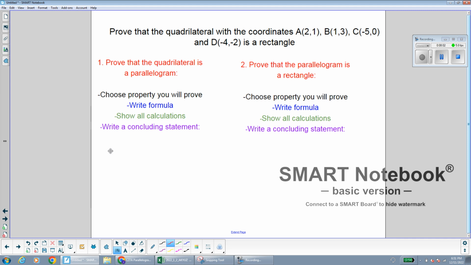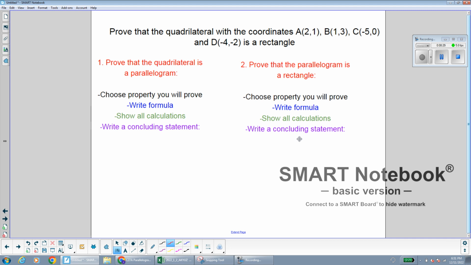Then, once you prove it's a parallelogram, you can do the same thing to prove it's a rectangle. You can either show that there is a right angle. That would be with slope formula, showing that you have opposite reciprocal slopes, perpendicular lines that make a right angle. Or you can show that the diagonals are congruent, and that's distance formula. Same process. Write down your formula, show your calculations, and write a concluding statement.